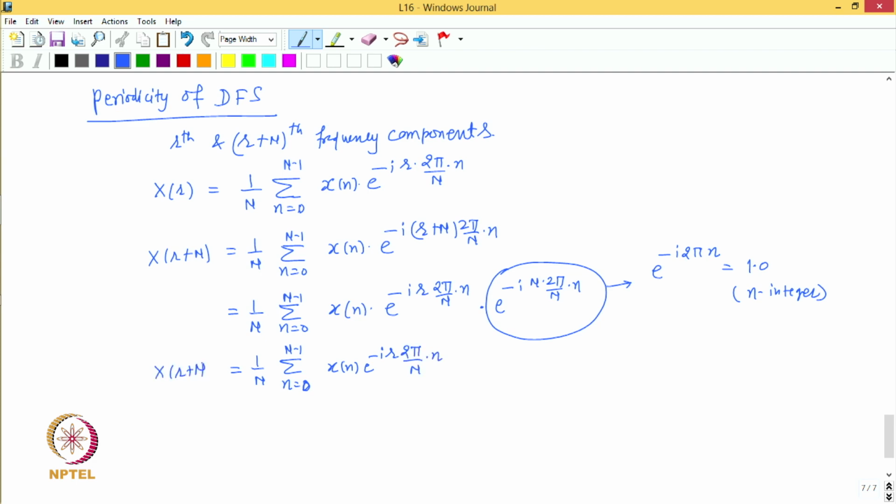So, what is the conclusion? We see that x r plus N in fact has turned out to be the same as x r. So, x r plus N is actually equal to x r, right. This is true for any r, because we have not taken any specific r here, r is general. Therefore, we see that the frequency components whose indices are separated by capital N are identical, right, their amplitude is identical.